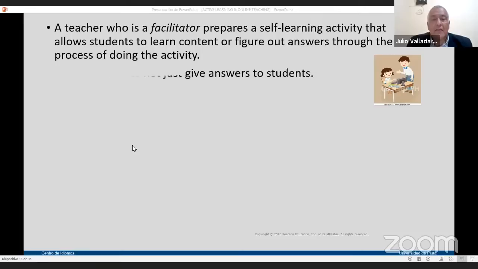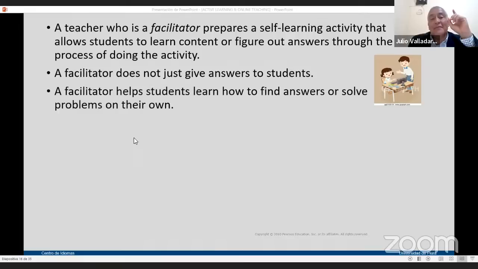A facilitator doesn't just give answers to students. A facilitator helps the students to learn how to find answers, helps the students to solve problems on their own. Not the teacher solving the problems, not the teacher giving the answers, not the teacher giving the explanations. That's a facilitator in active learning.